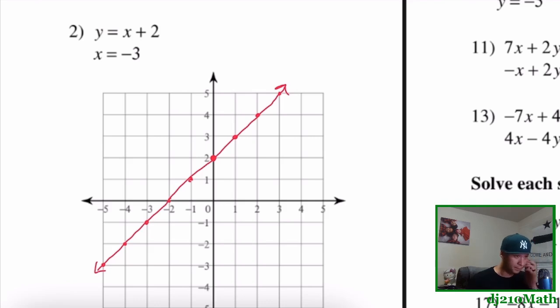X equals a number. It's a vertical line through -3. Vertical line through -3. So the solution set, x equals -3, y equals -1. -3, -1.